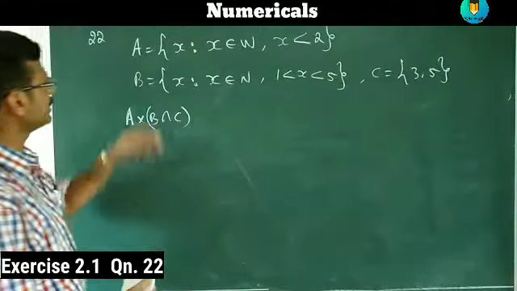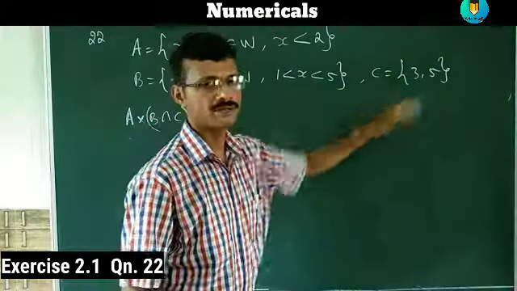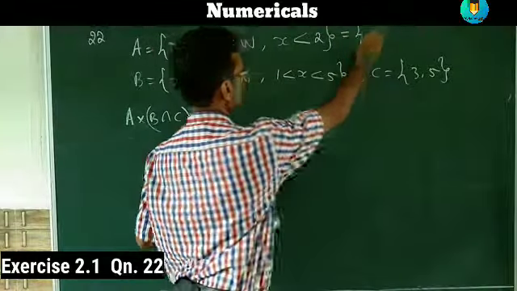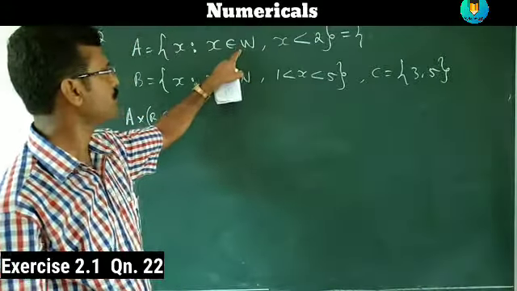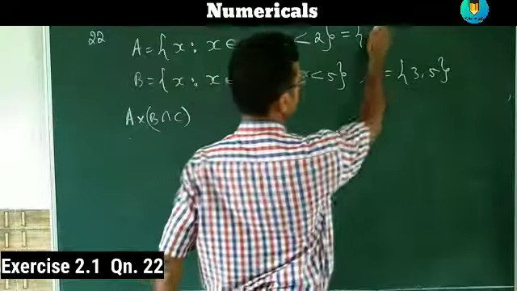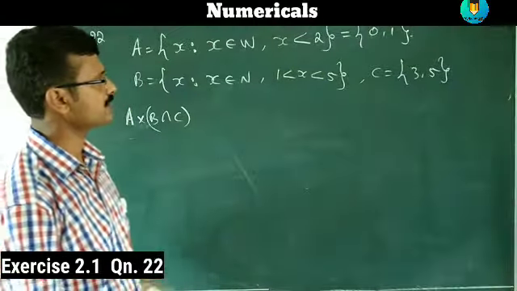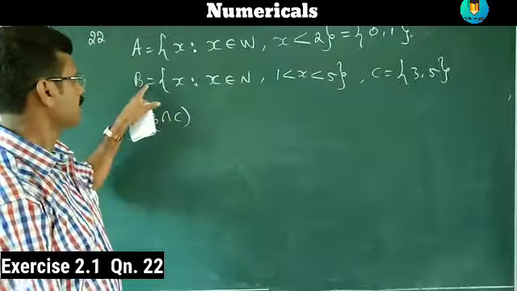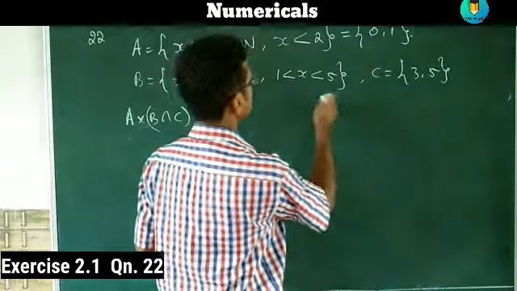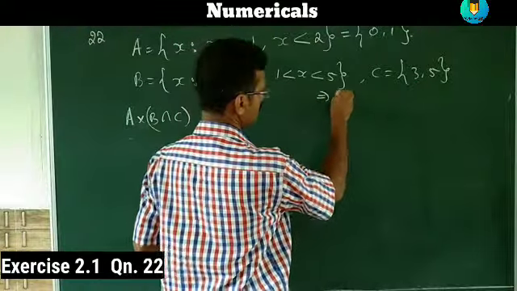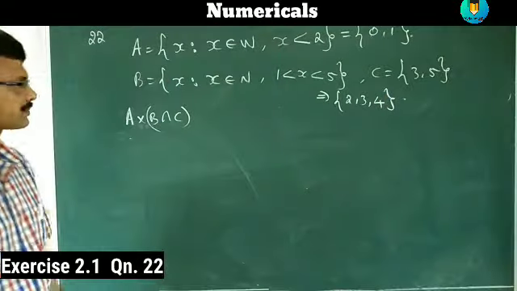So for that, first of all, I need the elements of A and B in tabular form. So here I am writing directly. Its meaning is all the whole numbers less than 2. W stands for whole numbers. All whole numbers less than 2 are 0, 1. 2 we cannot include, strictly less than 2. So A is 0, 1. And B is all the natural numbers between 1 and 5. So from this I can write B is equal to 2, 3, 4. These are the elements of B.